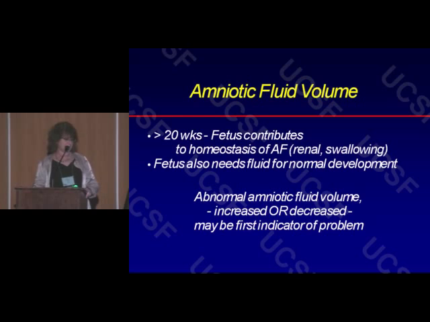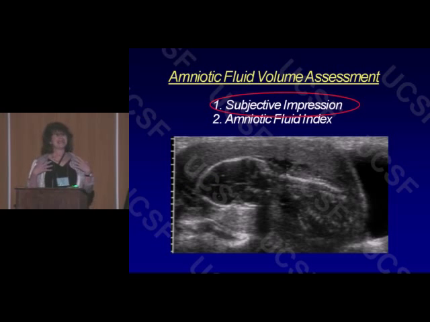to that acardiac mass. Moving from twins to amniotic fluid volume, there's some overlap, of course, because twins have abnormal fluid sometimes. After 20 weeks, remember that the fetus contributes to the homeostasis of amniotic fluid through renal function and swallowing, and the fetus needs amniotic fluid for normal development. Abnormal fluid in either direction can be the first indicator of the problem, and it can be a rather immediate subjective assessment. I encourage you and the sonographers with whom you work to trust your eyes. If something doesn't look right, forget the numbers, we'll come to those, but look at the image, and this doesn't look right, trust your instincts and pursue that.